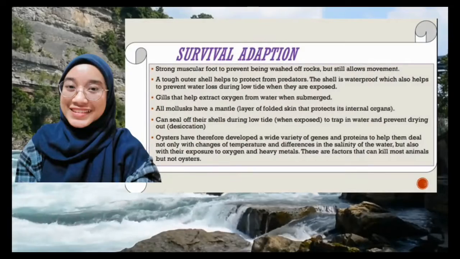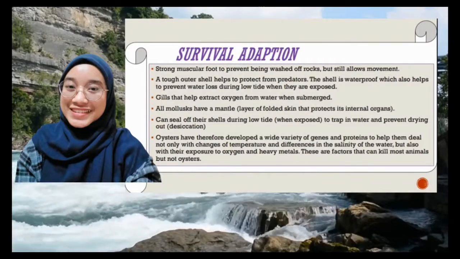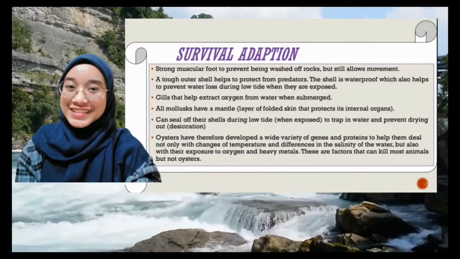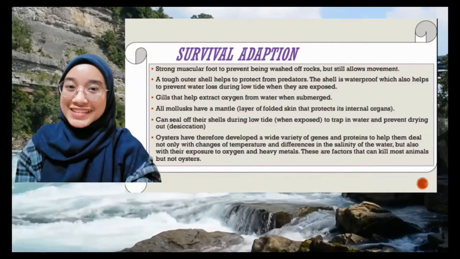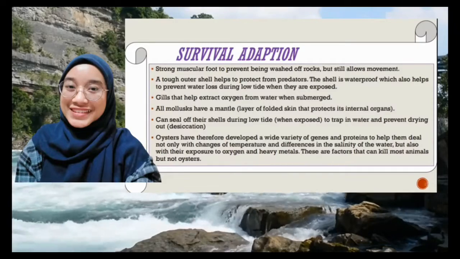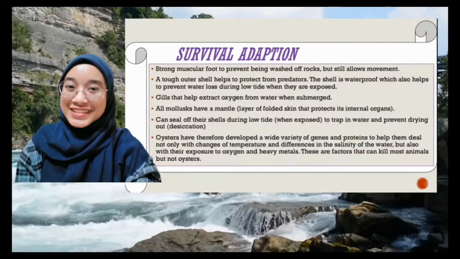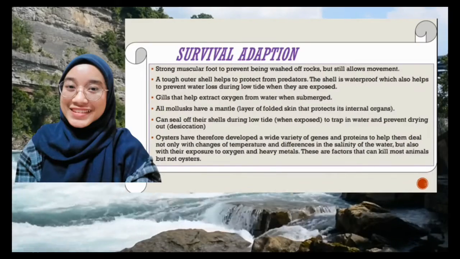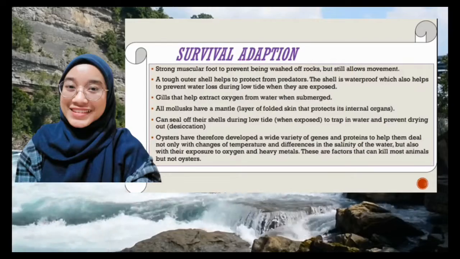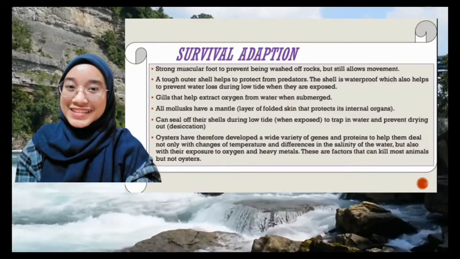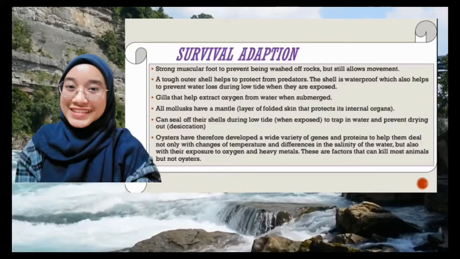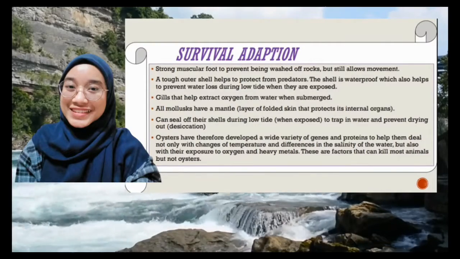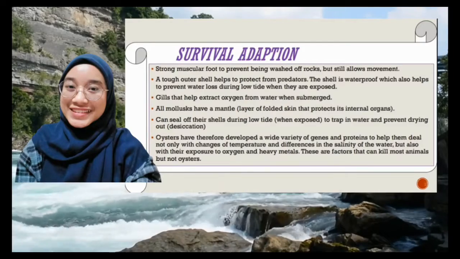Animal adaptations are behaviors or physical traits that improve an animal's chance of survival in their own environments. The same goes for oyster. They also have their own survival adaptations, which is they have a strong muscular foot to prevent them from being washed off the rock. A tough outer shell helps to protect from predators. The shell is waterproof, which also helps to prevent water loss during low tide or when they are exposed. These small animals have a mantle, which is a layer of folded skin that protects its internal organs.